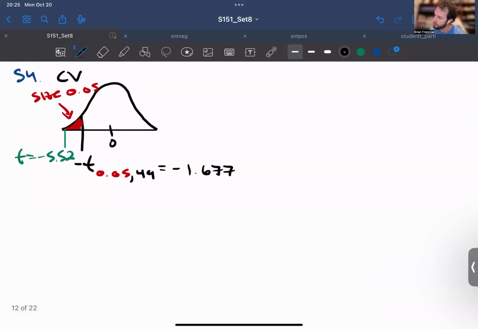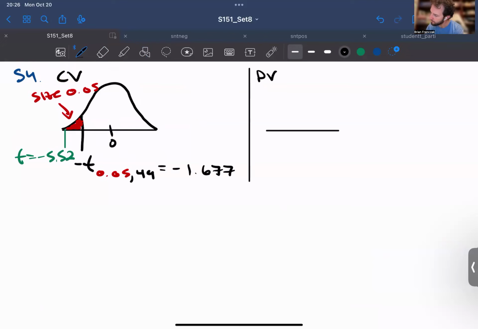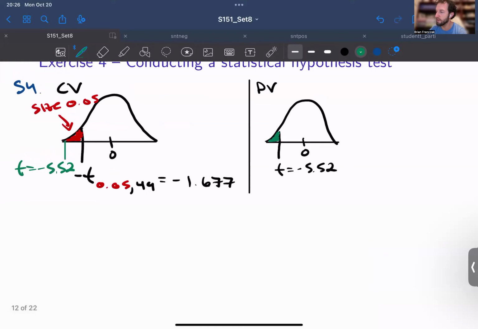All right, now, if we take the p-value approach, again we start by sketching. So here's my sketch. Now I'm going to mark down the test statistic, and I'm going to shade the area below the test statistic. I'm shading the area below the test statistic because it's a lower tail test, because in the alternative we have the less than sign.